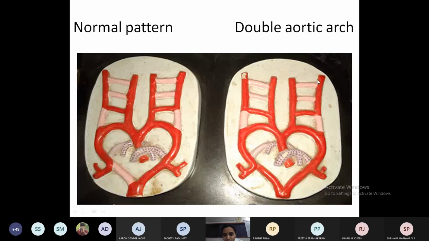So these are the models which we have. This is a normal one: right subclavian artery, right common carotid, external carotid artery, internal carotid artery. This is the arch of aorta. This is the left common carotid artery, left external carotid, left internal carotid, arch of aorta, dorsal aorta, left subclavian artery. This is a normal pattern. Okay. Anything wrong I'm telling?